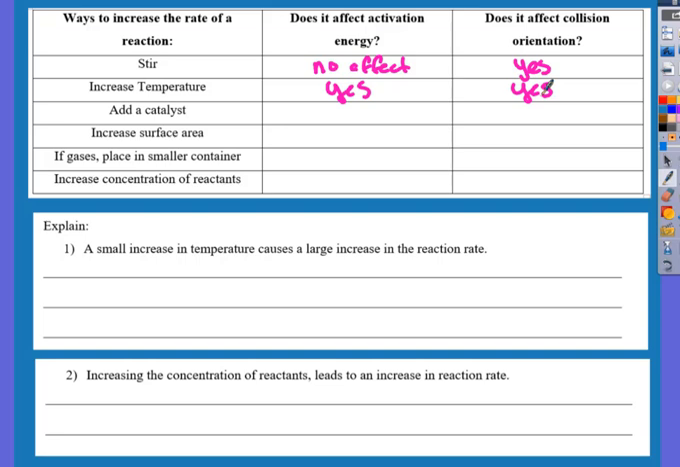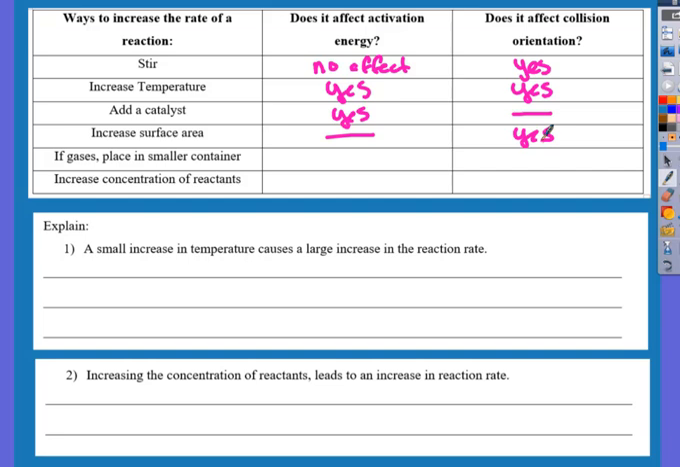So adding a catalyst should affect activation energy, because the definition of a catalyst is that it provides an alternate pathway with a lower activation energy. But it's not going to have an effect on collision orientation, because it's not going to provide more collisions. If you increase the surface area, it doesn't affect activation energy and the molecules aren't going to move faster, but they will collide more often because there's more area exposed to the liquid or whatever is reacting.